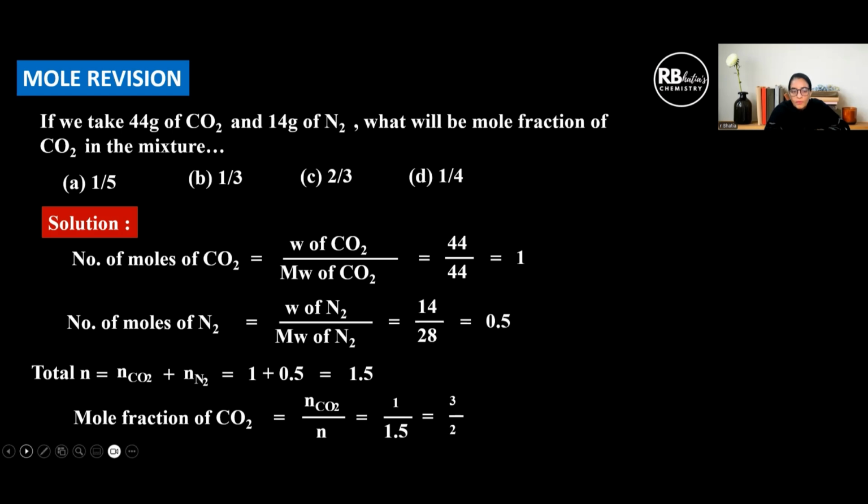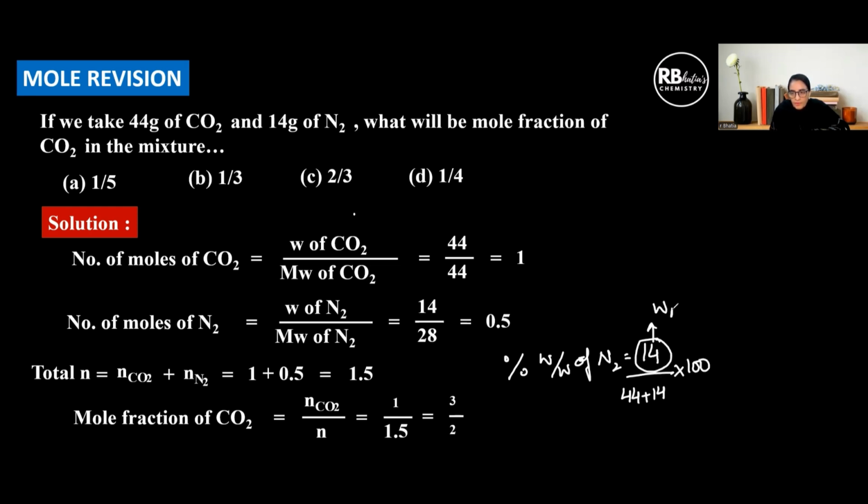Right? So this is how we calculate mole fraction. Let us suppose in this question, if I had asked you to give the mass fraction, the percentage weight by weight of nitrogen, what would you have done? I would do 14 upon 44 plus 14, and then multiply by 100. 14 is the weight of nitrogen upon the total weight of carbon dioxide plus nitrogen, into 100. This is going to be percent strength weight by weight.